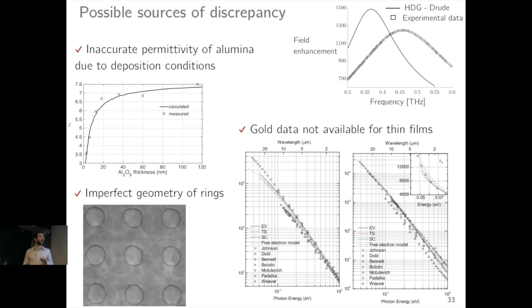thickness-dependent alumina for the gaps, but it turns out that due to different deposition conditions, the effective thickness of the gap might be smaller. So we might be using the wrong value of the permittivity. Also, as far as the gold is concerned, we're using these values that correspond to bulk gold. But here we have a structure that has a thin film of gold. So we anticipate that there might be some discrepancy here. And there's again the question of the imperfect geometry of the rings that we have when we manufacture these structures.